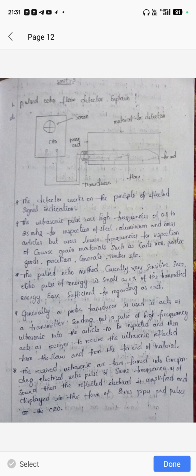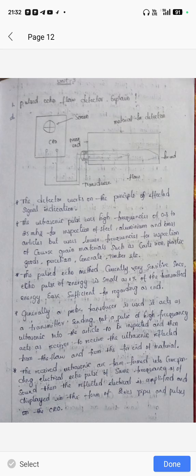Generally, a probe transducer acts as a transmitter, sending a pulse of high frequency ultrasonic waves into the article to be inspected, and then acts as a receiver to receive the ultrasonic waves reflected from the flaw and from the far end of the material. The received ultrasonic waves are transformed into corresponding electrical echo pulses of the same frequency as the sound.